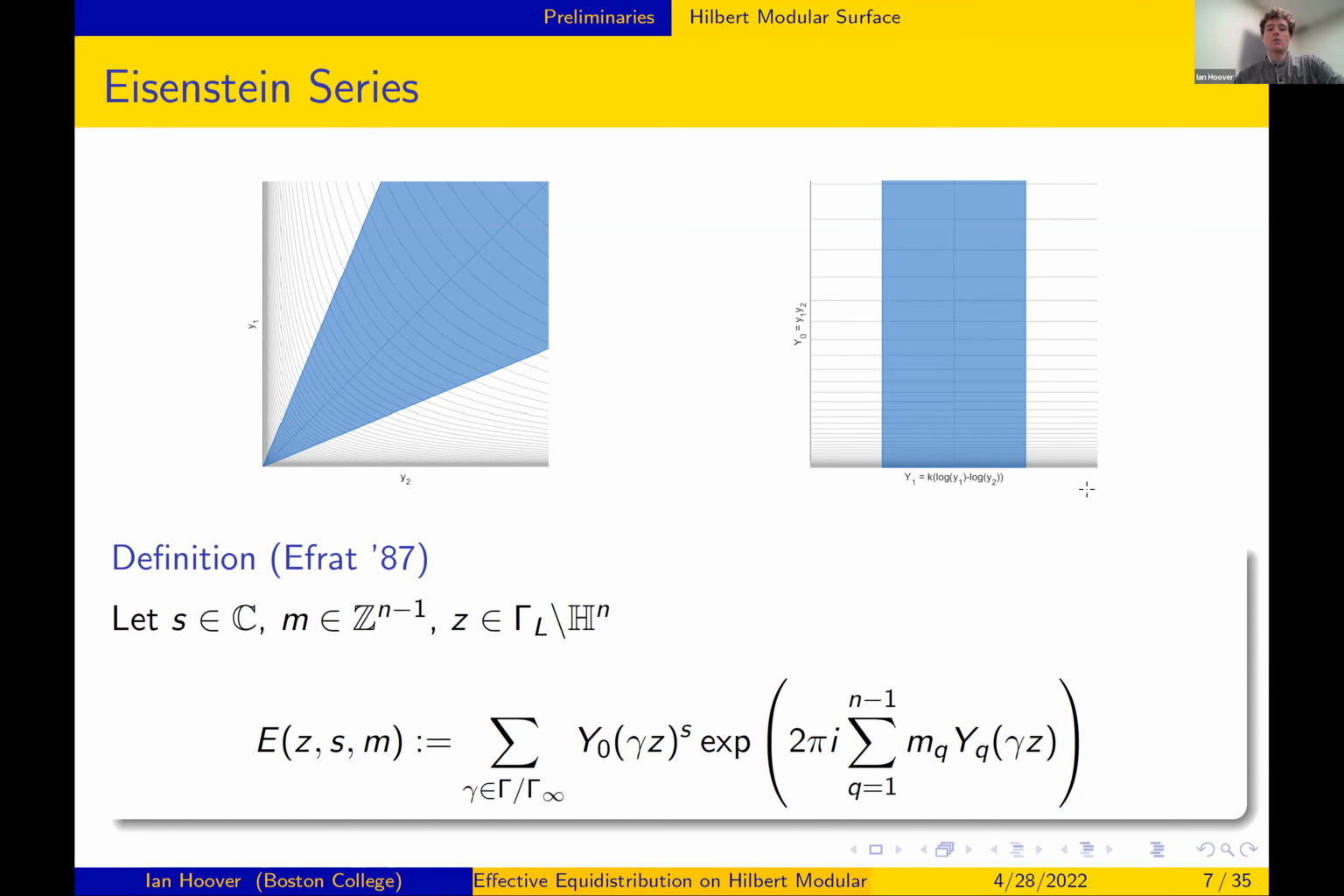And so this is what the diagonal orbit looks like in this group. Well, due to Efrot, we have the definition of the Eisenstein series, and we have a whole family of Eisenstein series, but importantly, it's only one complex parameter, S, and that corresponds to the fact that we only have one infinite direction now once we've modded out by our lattice in the diagonal group.